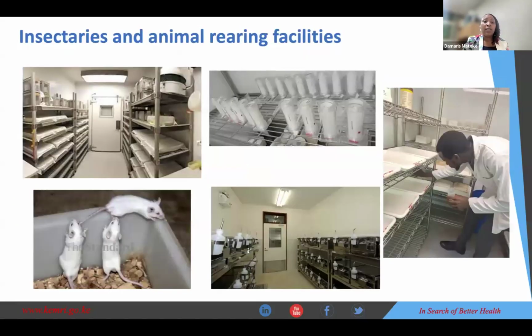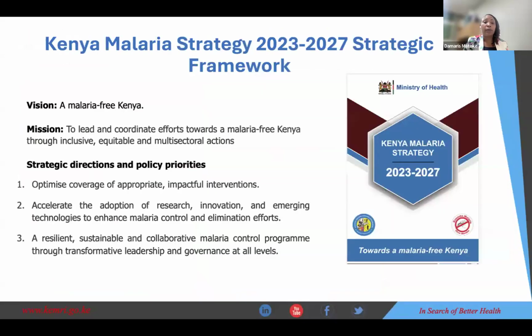We have insectaries where we raise mosquitoes. We have insectaries for sandflies, etc. And we also have platforms where we do the various bioassays, which are in line with monitoring insecticide resistance. But also we have the animal facilities where we have mice, the various rodents, the hamsters, etc., where they are maintained according to World Health Standards.